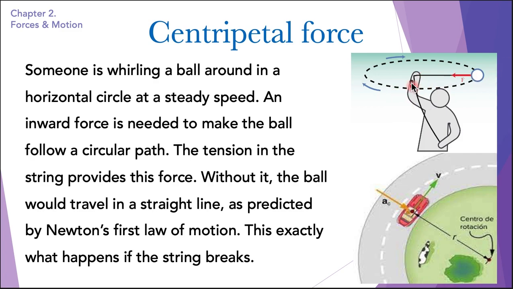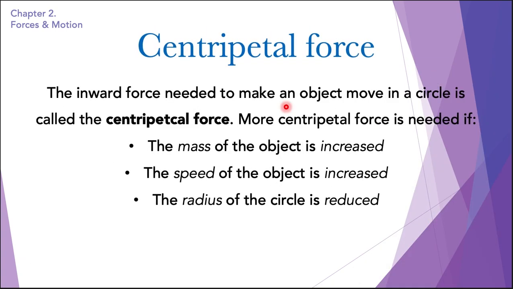So, the inward force is supposed to be in the center of the circular path of the ball. The inward force needed to make an object move in a circle is called the centripetal force. More centripetal force is needed if the mass of the object is increased. And more centripetal force is also needed if the speed of the object is increased. And also if the radius of the circle is reduced. So more centripetal force is needed if the mass is increased, and if the speed is increased, and if the radius of the circle is reduced.